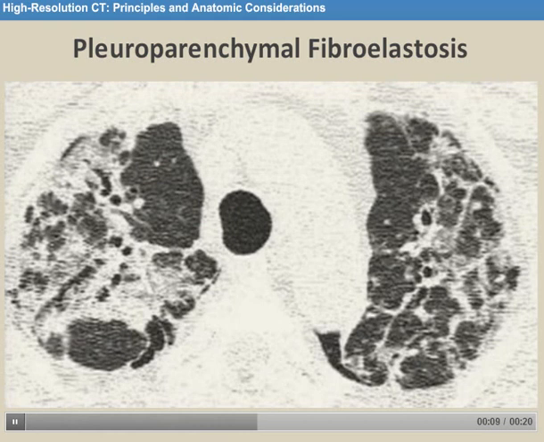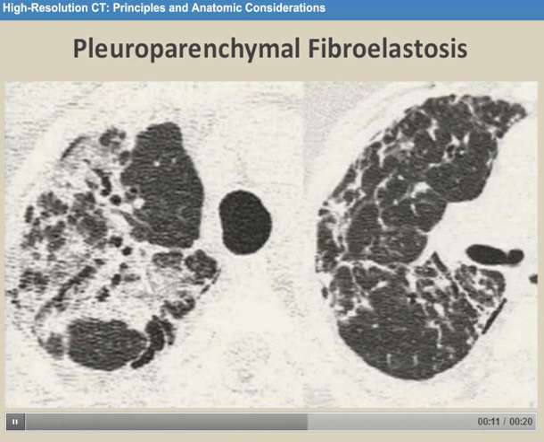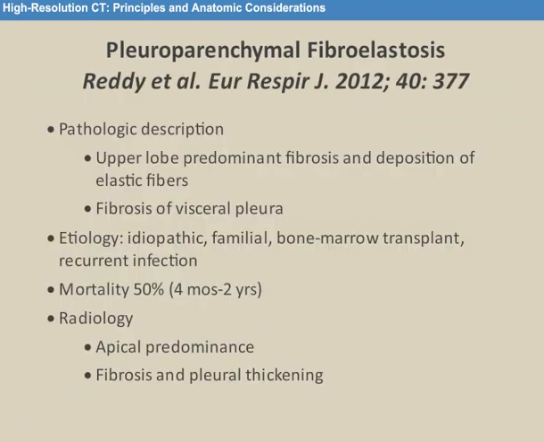As you get down to the bases, it becomes less severe. There was also quite a bit of pleural thickening in the upper lobes. This is a patient with a newly described diagnosis called pleuroparenchymal fibroelastosis, which you may or may not have heard of, but was recently described.